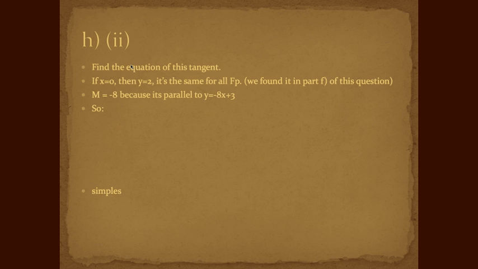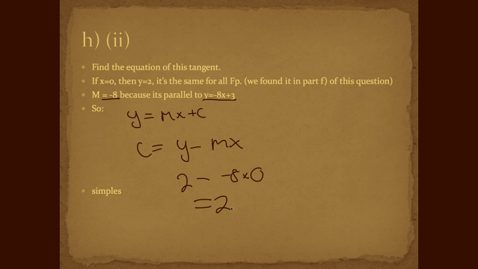For part h2, find the equation of its tangent. If x equals 0, then y equals 2, because it's the same for all p, we defined it before, and m equals minus 8 because it's parallel to that line. If we say y equals mx plus c, then c equals y minus mx. So it's 2 minus 8 times 0, which is just 2. So the line is y equals minus 8x plus 2, right?